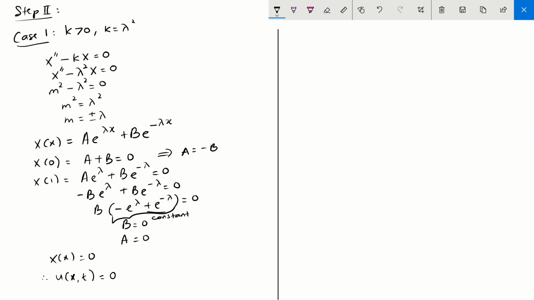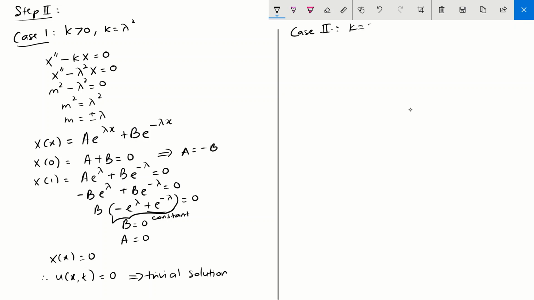Since the solution of x is 0, we don't need to solve the t variable. Since the solution of x gives us a trivial solution, we're going to neglect the solution for case 1.